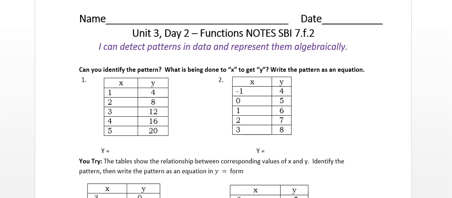So today we're going to talk about patterns with functions. We're looking to see how we get from our x values to our y values. In this first example, it looks like we're going to multiply our x values by 4 in order to get our y values. So then let's look at our second example. To get from our x values to our y values, it appears that we are adding 5 to each of our x values in order to get our y values.